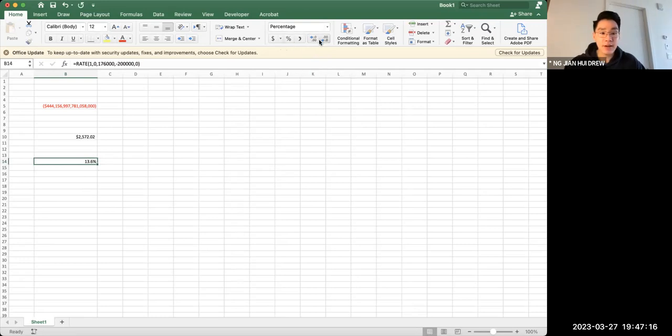13.6%, right? So now, if we compare 13.6% with what was stated in the question, they say the interest on this loan is 12%. Can you immediately see that, hey, you know what? The bank is actually charging you more than 12% by simply taking away the interest at the start.